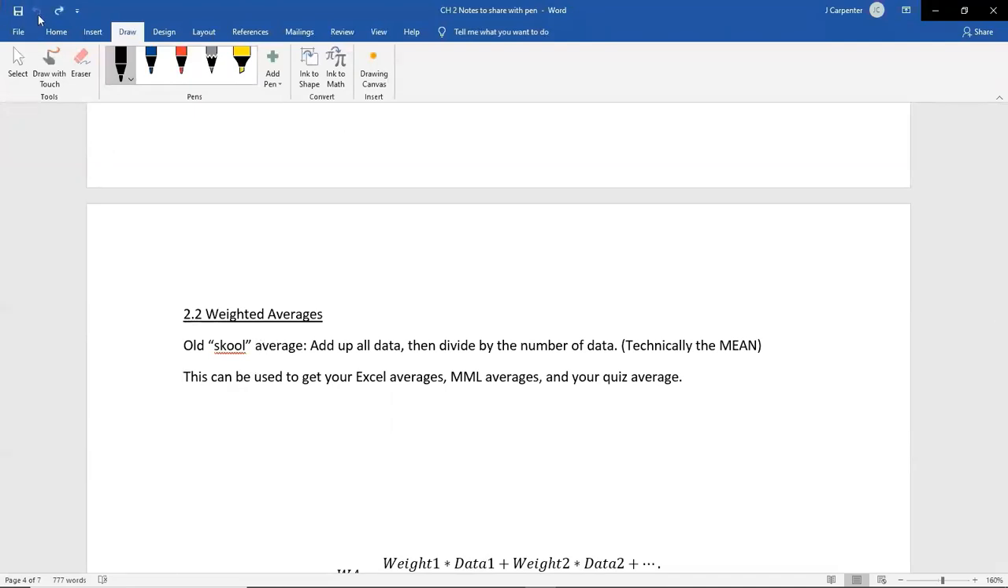So the old school average is just add up all the data and divide. If you had an 80 on a test and a 100 on a test, you'd get 80 plus 100 divided by 2, which is 180 over 2, which is 90. So your grade would be a 90%, which would be an A. That's the old school average.